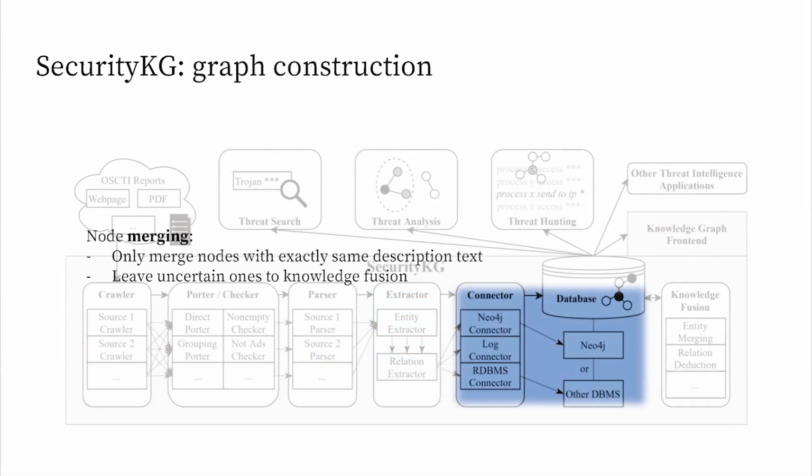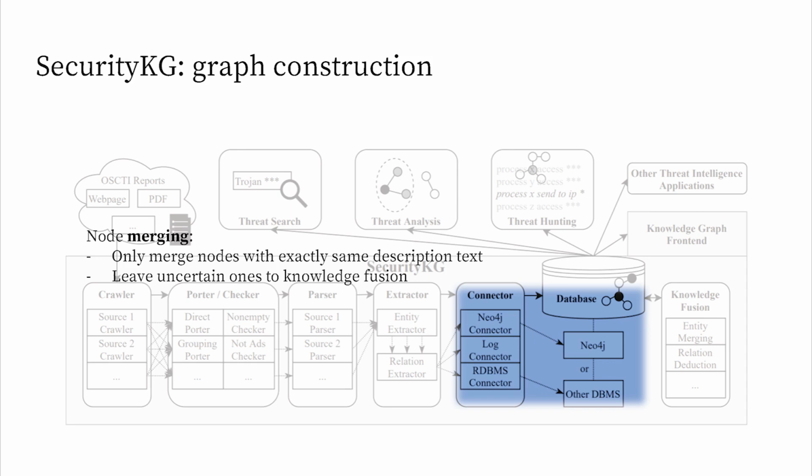As a final step, SecurityKG inserts the processed results into the backend storage using connectors. The connector merges the intermediate CTI representations into the corresponding storage backend by refactoring them to match our security knowledge ontology, such that the previously constructed security knowledge graph can be augmented with new knowledge.